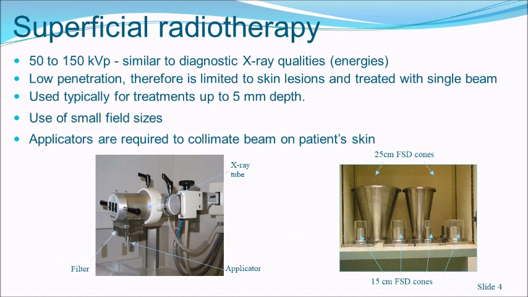We use very small fields, and applicators are required to collimate the beam. You can see these applicators in this picture. There are two different types of applicators shown. One has a 15 centimeter focus to skin distance. The other one has a 25 centimeter focus to skin distance. These applicators are fixed onto this collimator, as you can see here in this picture.